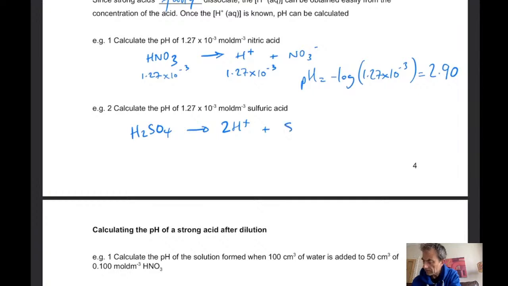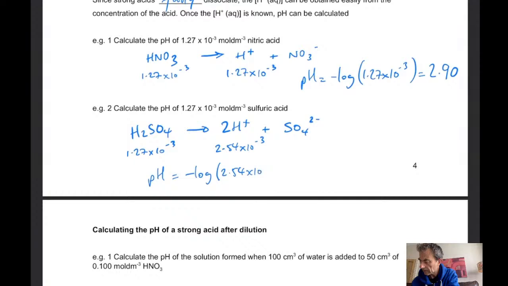Okay, so if the concentration of the acid is 1.27 times 10 to the minus 3, the H plus concentration will be double that. I hope everybody can see why. It's down to the mole ratio. So that would be 2.54 times 10 to the minus 3. Okay, because of the mole ratio. So pH of the sulfuric acid is going to be minus log of 2.54 times 10 to the minus 3, which is 2.60.